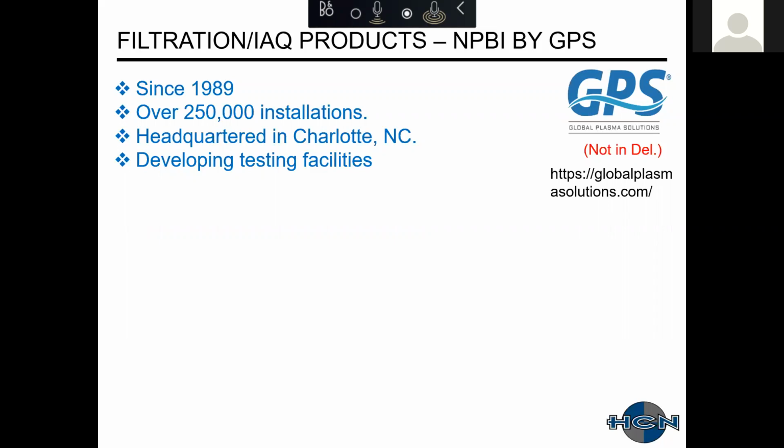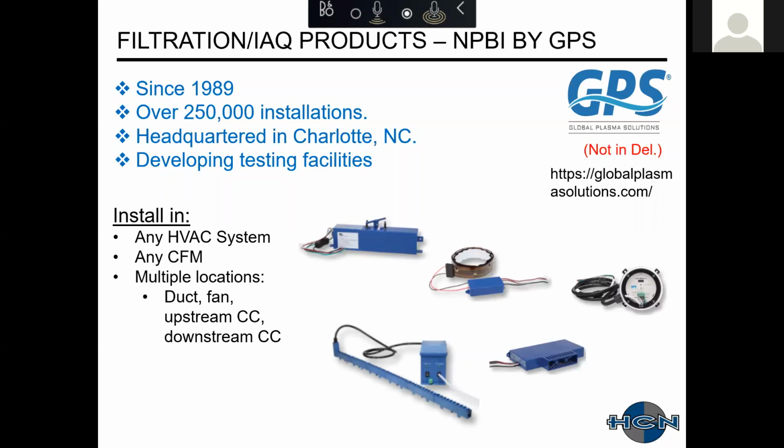GPS has been around since 1989, with over 250,000 installations. That number has probably gone up a little, and they should probably update it. Headquartered in Charlotte, they have developed testing facilities. Here are a couple of pictures of their available products. They're very flexible in terms of size and can be installed in multiple locations, whether upstream or downstream of your cooling coil, in the ductwork, or in your fan section. These products also have minimal maintenance requirements, and they do have a self-cleaning function.